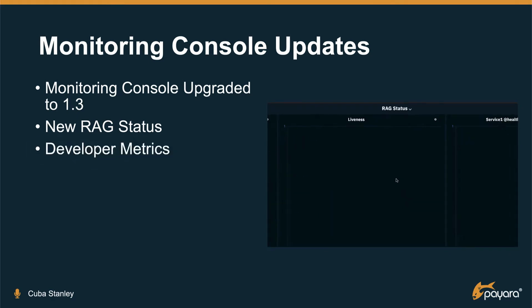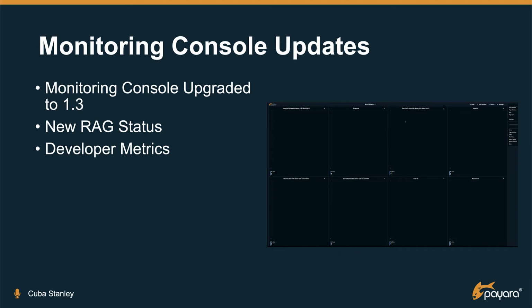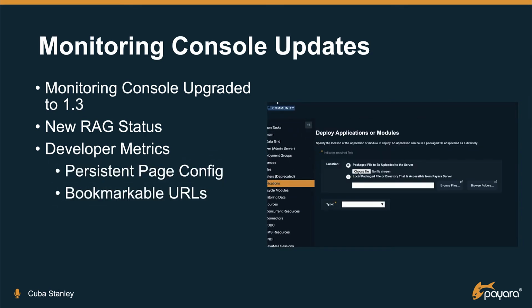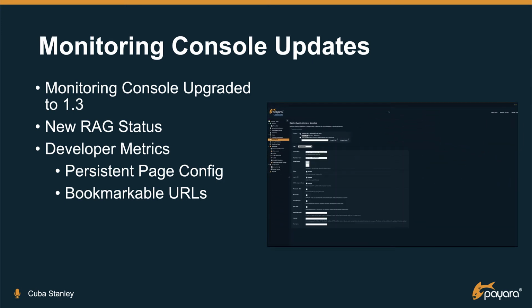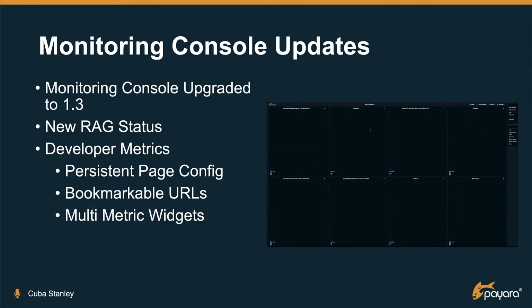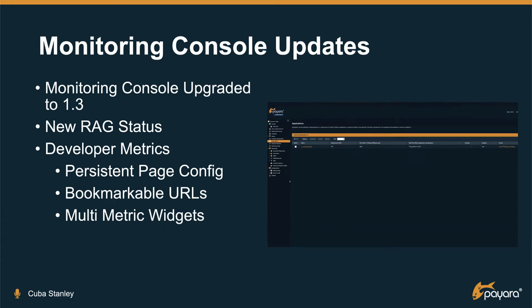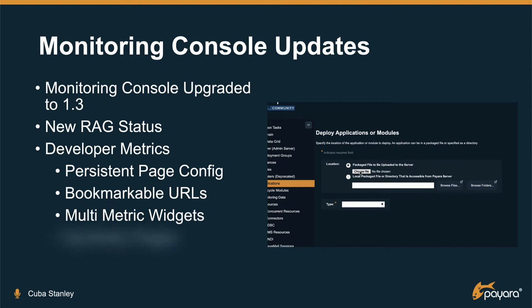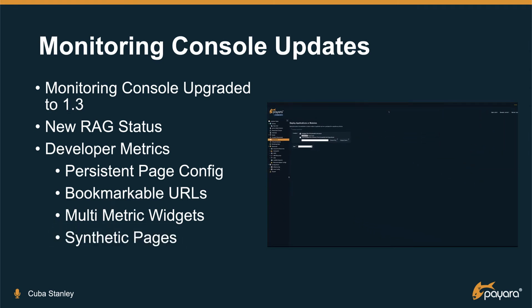We've also added some improved developer metrics, which includes persistent page configuration, bookmarkable page URLs for ease of access when getting back to pages that you need to view regularly, multi-metric widgets so that you're able to see multiple metrics per widget on a single page, and synthetic pages and application metrics.